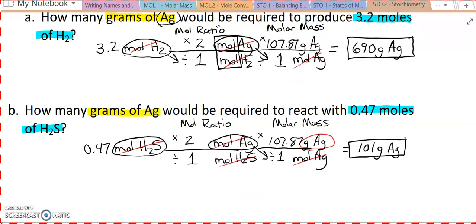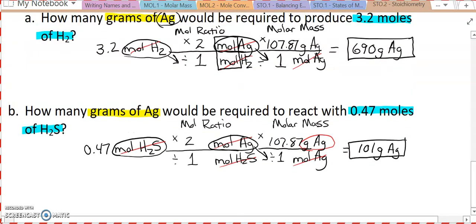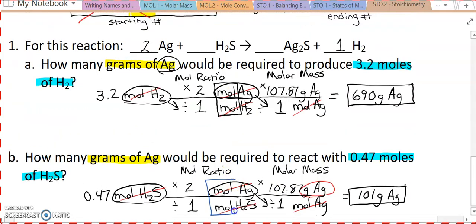So in problem B, now we need to pay really close attention to units. I'm starting with 0.47 moles, and if I start with moles, I can go straight to my balanced equation. So this time I'm going to use my mole ratio between H2S to get to where I want to go, which is silver. But mole ratio has to be moles to moles. So now it leaves me with moles of silver. But once I have moles of silver, I can use the molar mass of silver to turn it into grams. I multiply across the top and I divide by the bottom, and I should come out with 101 grams of silver.